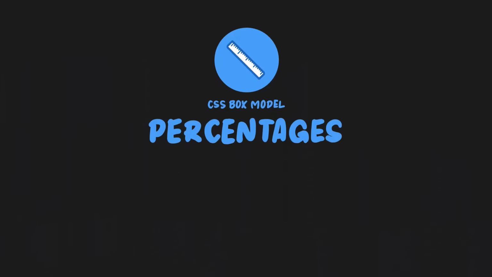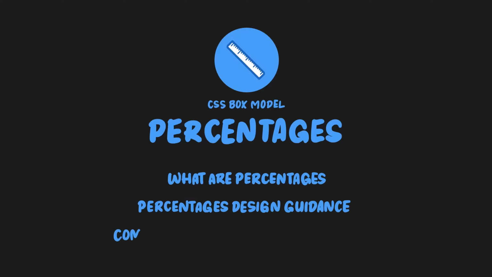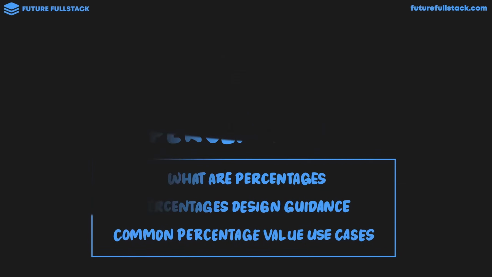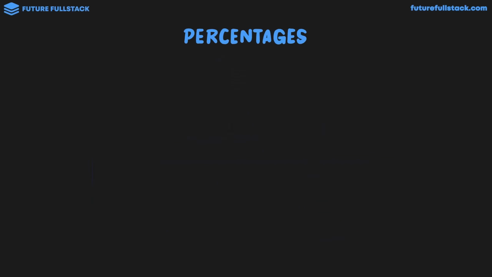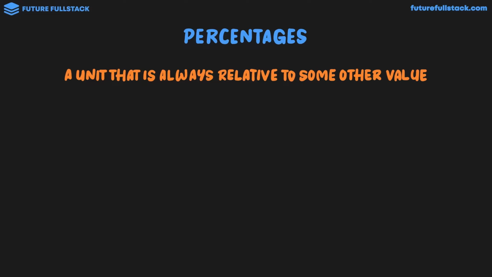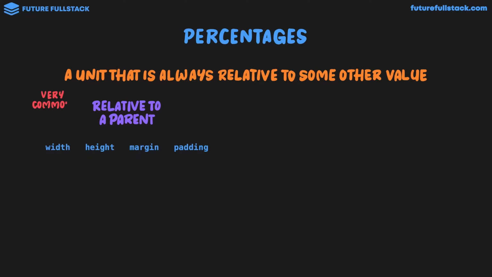We'll be discussing what are percentages, design guidance, and common percentage value use cases. So what are percentages? A percentage is a unit that is always relative to some other value. There are two main use cases in CSS. The first is relative to a parent, and these are commonly used on CSS properties like width, height, margin, and padding. Using percentages relative to a parent is very common.